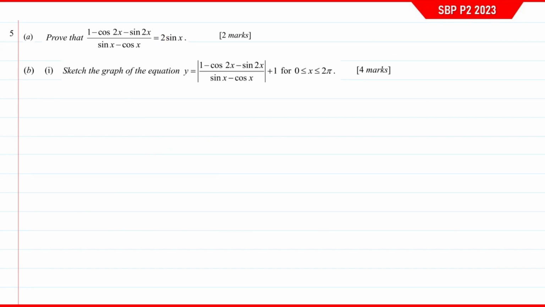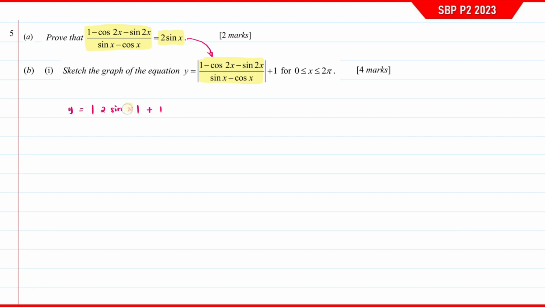Questions B1. Sketch the graph of the equation y equals modulus of (1 minus cos 2x minus sin 2x) over (sin x minus cos x plus 1) for x between 0 and 2 pi. For this part, this is the same as the one given in Question A, which is equal to 2 sine x. Then we can replace this with 2 sine x. So now the equation will be y equals modulus 2 sine x plus 1.